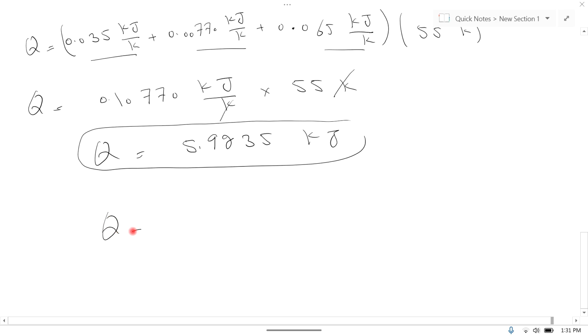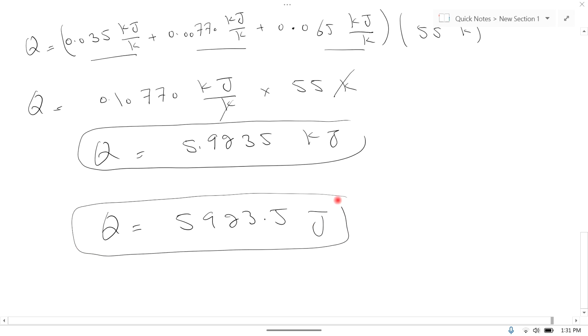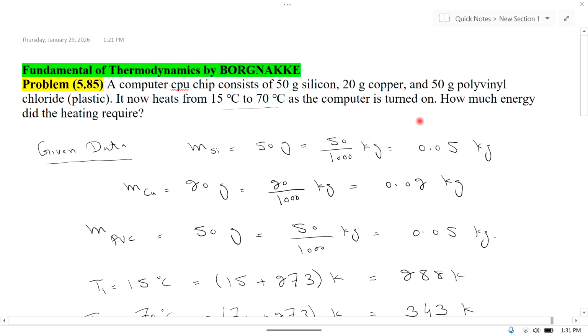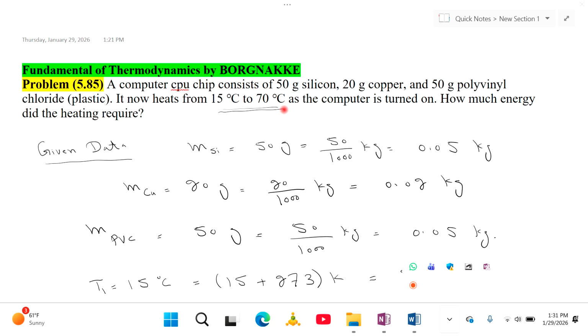And in joule, multiplied by 1000, so in joule this will be equal to 5923.5 joule. So this is the final answer: the energy the heating required when temperature increases from 15 degrees centigrade to 70 degrees centigrade. And this is the end of the problem.